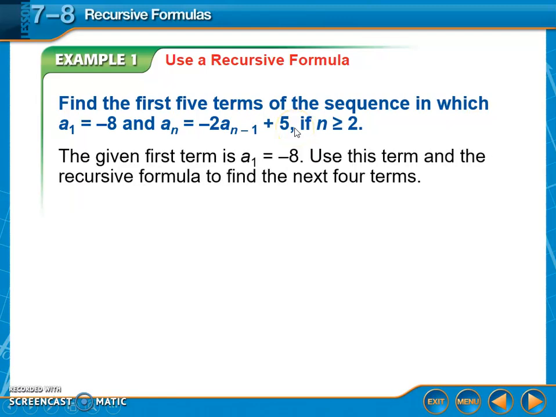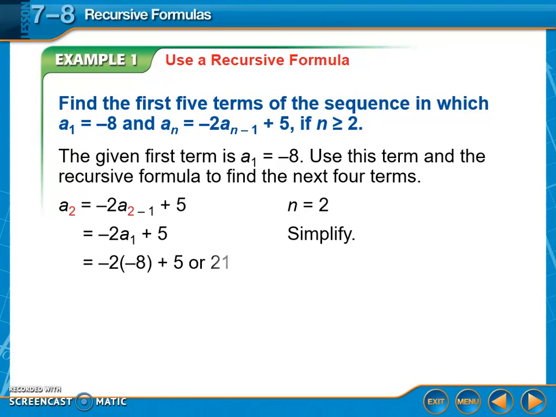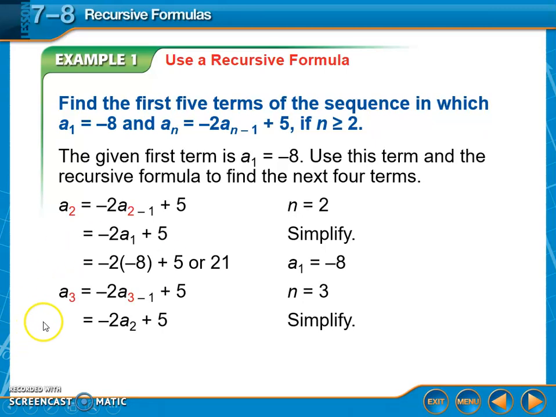So if I want to find a2, I'm doing a2 minus 1, which is going to be a1. a1 was -8, so I put in -8, so -2 times -8 plus 5 is equal to 21. So if I want to find a3, I'm putting in 3 for n, and when I do 3 minus 1, I get a2. So to figure out a3, I need to know what a2 was. And a2 was 21, so I put in that 21. So I have 21 times -2, and then I add 5, where I get -37.